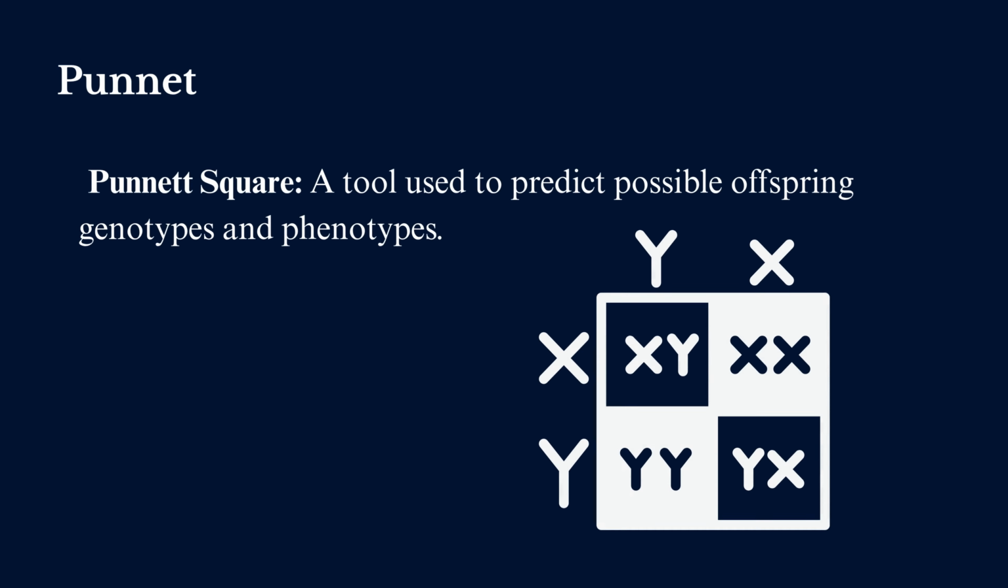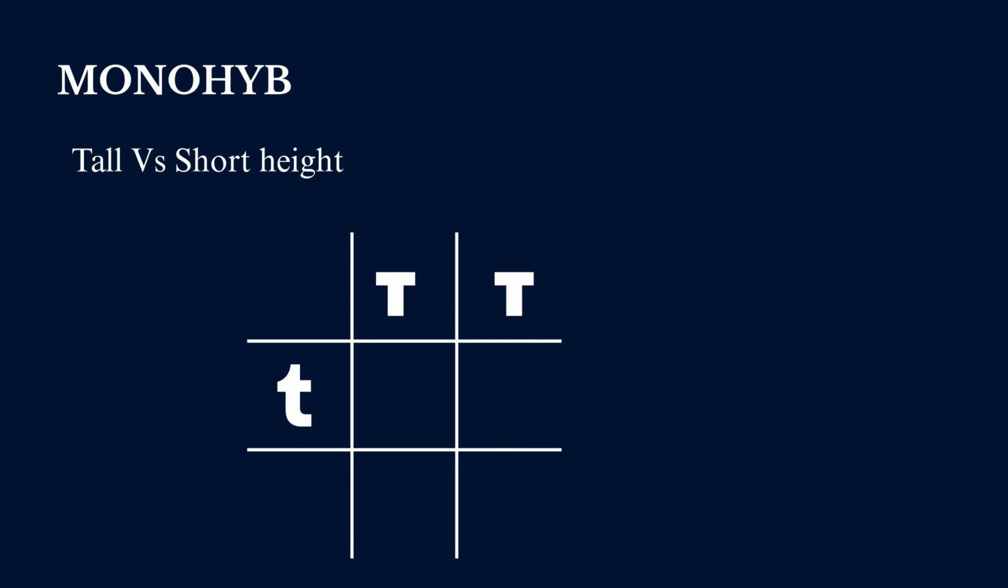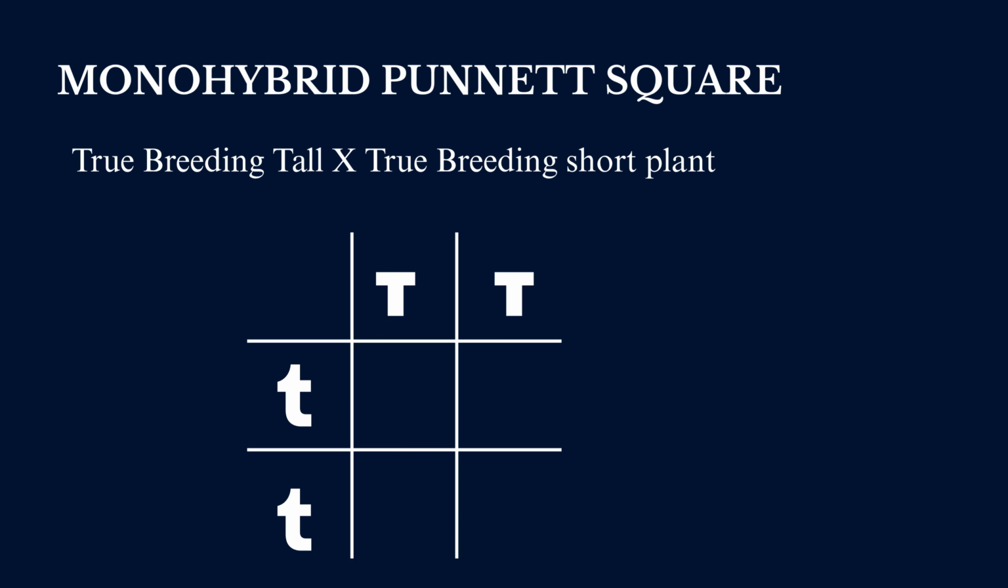A Punnett square is a tool we use to predict the possible genotypes and phenotypes of the offspring. It helps organize the alleles that each parent can pass on. Since Mendel's experiment focused on only one trait, which is the height, we can use a monohybrid Punnett square to show exactly what happened.